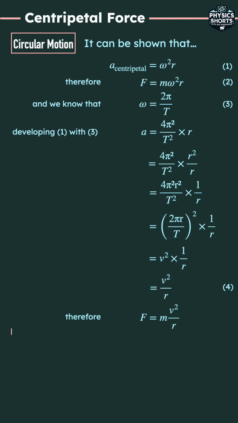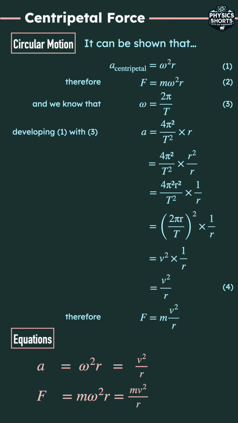So useful equations that we're going to have looking at centripetal force is that a equals omega squared r equals v squared over r. And therefore F equals m omega squared r equals mv squared over r.